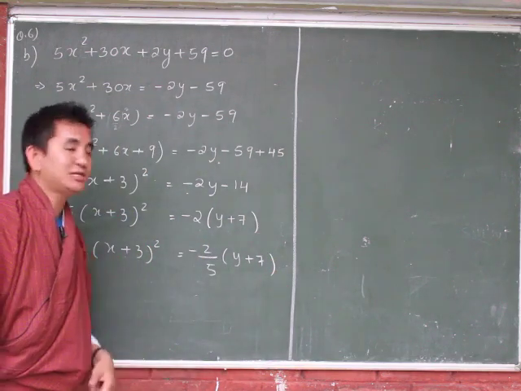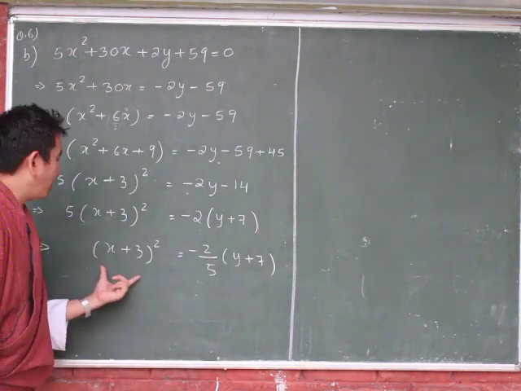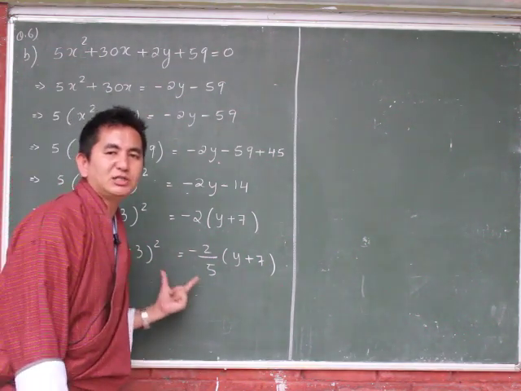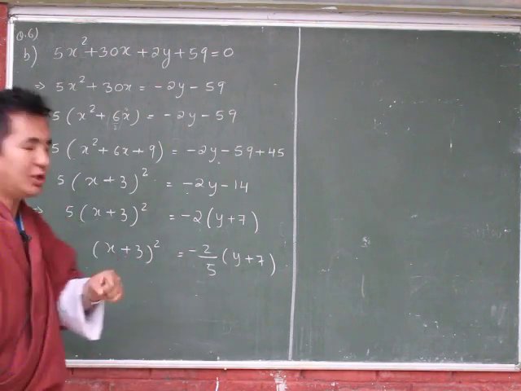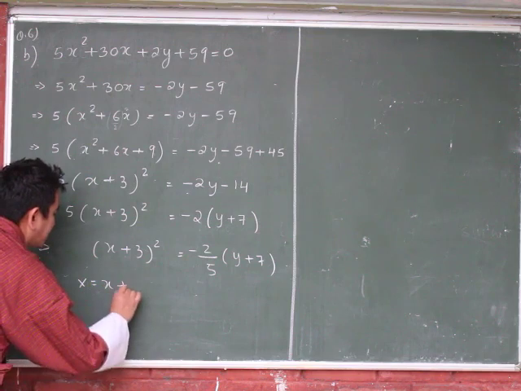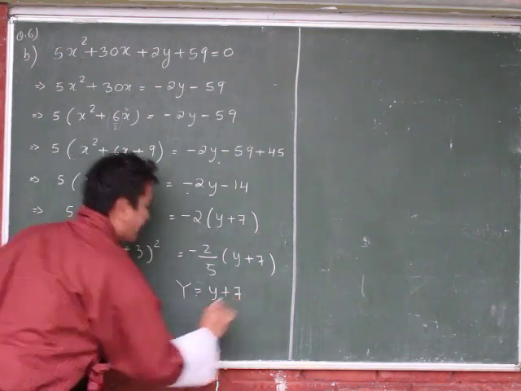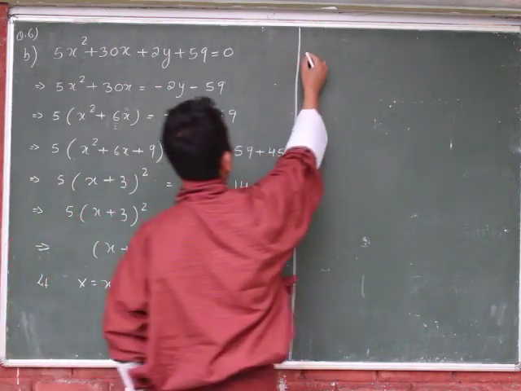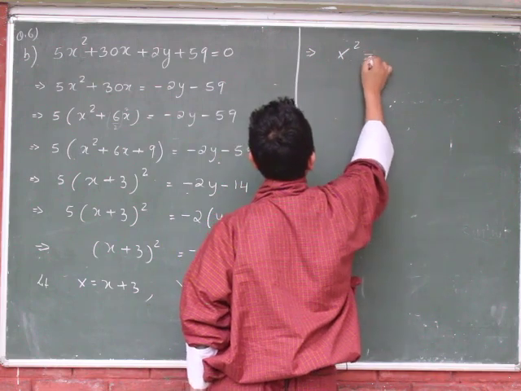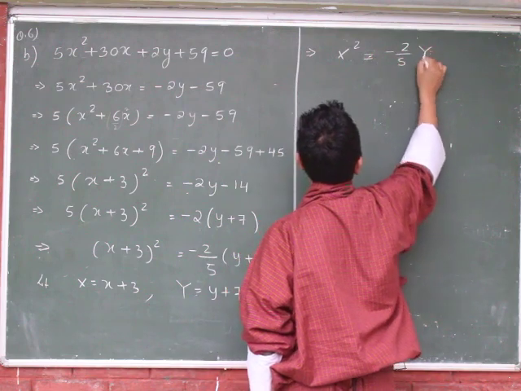Now the concept remains the same as we did under question number 6a. We are going to shift this parabola. Remember, the vertex of this parabola is not at the origin. In order to shift, let capital X be equal to x plus 3 and capital Y be equal to y plus 7. So this equation now becomes capital X squared is equivalent to negative 2 by 5 times capital Y.